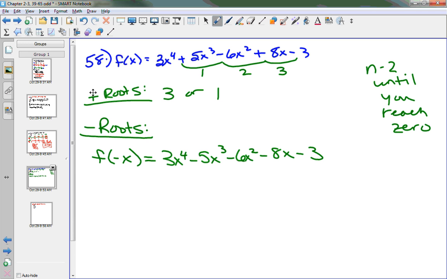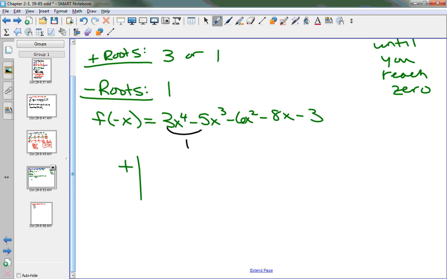So count your sign changes. Positive to negative, there's 1. Negative to negative, no. Negative to negative, no. Negative to negative, no. So what does that mean? How many negative roots am I going to have? 1. I have to have 1. Can I have any other possibilities? No. So remember yesterday, what did I tell you was the important part here?